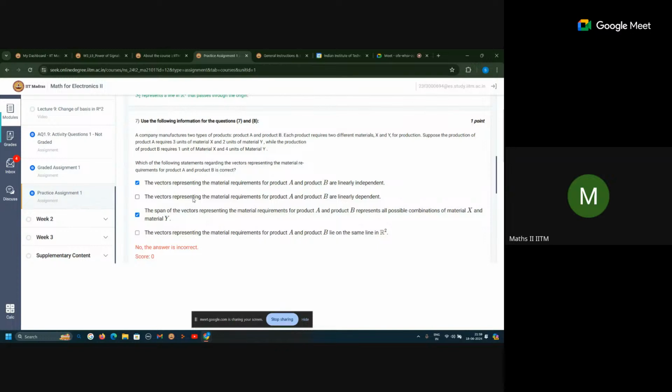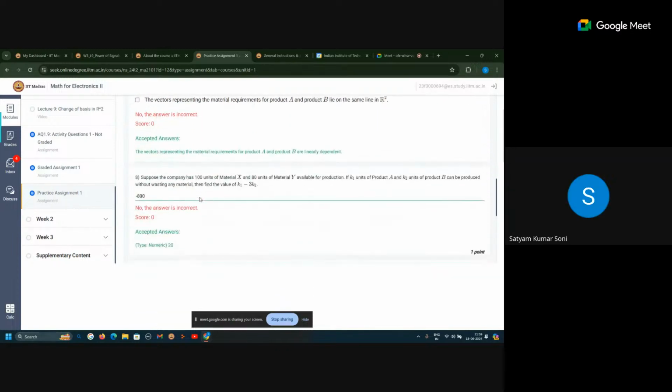And sir, question 8 also. Suppose the company has 100 units of material X and 80 units of material Y available, with the same context. If K1 units of product A and K2 units of product B can be produced without wasting any material, then find the value of K1 minus 3K2.